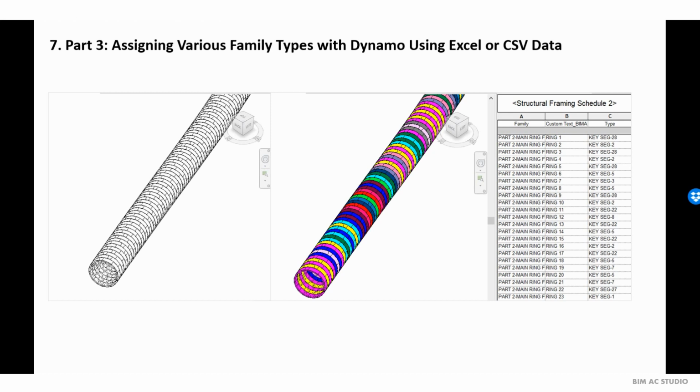So this is the result. Alright, so later there will be a handout session for the Dynamo, especially for part 3, where I'm using the CSV data.